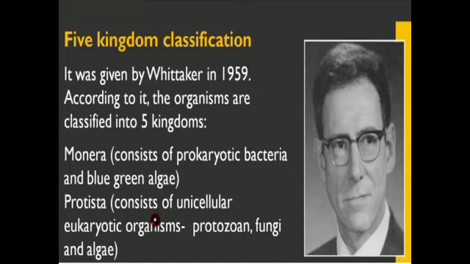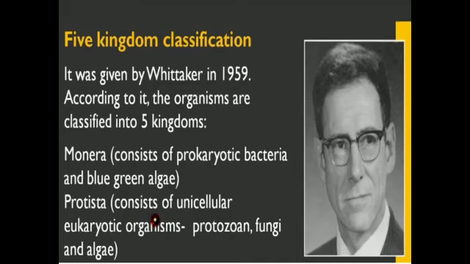Five kingdom classification was given by R.H. Whittaker in 1959, that is Robert H. Whittaker. According to it, the organisms are classified into five kingdoms. The first kingdom is Monera. Kingdom Monera consists of prokaryotic bacteria and blue-green algae. These two come under kingdom Monera.